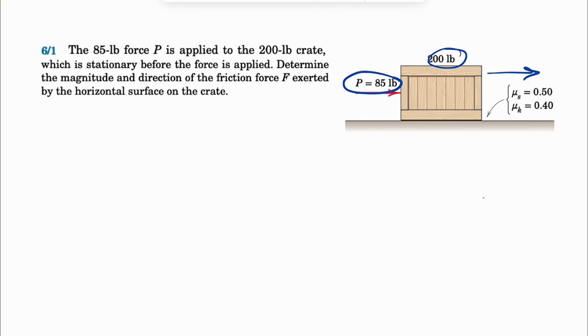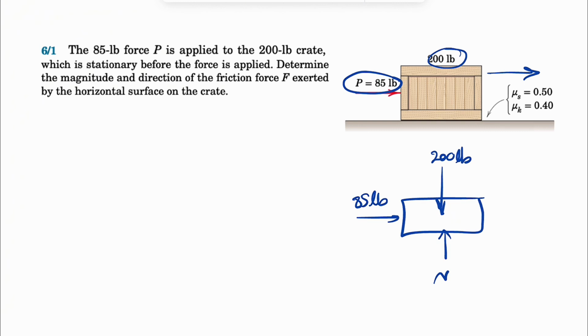So we start with the free body diagram. We're going to have the force P, which is 85 pounds. We have the weight of this crate, which is 200 pounds. We also have the normal force applied from the horizontal surface to the crate. We can call it N for the normal force, and now we have to decide the direction of the friction. We know that the friction is always in the opposite direction of the movement. So we're just going to consider the force F, which is our friction here.